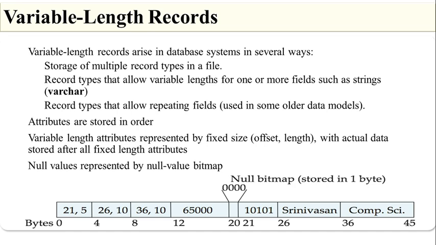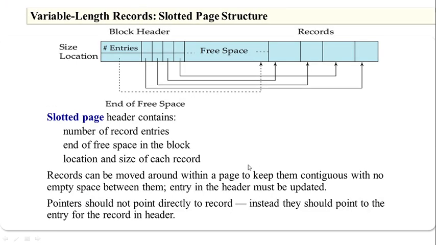And attributes are stored in order. Variable length attributes are represented by fixed size offset and length, with the actual data stored after all fixed length attributes. Null values are represented by null value bitmaps only. So for example, I have shown in the example a null bitmap. The null bits are represented and stored in 1 byte, in between your data.